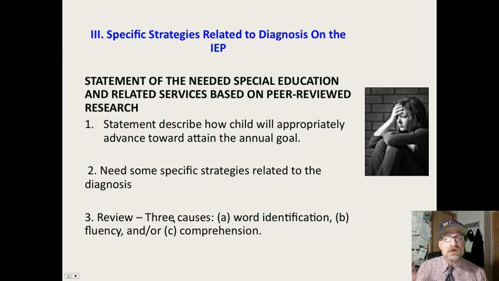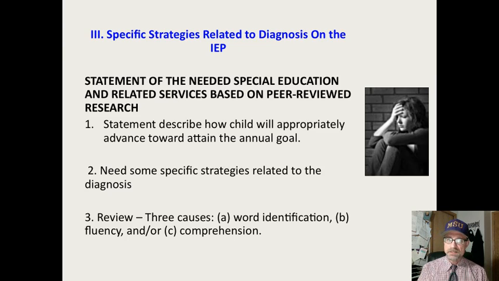Now remember, not all reading disabilities are the same. Depending on the cause, you need different types of instruction. Now on the IEP, it says you need a statement of needed special education and related services based on peer-reviewed research. So you have to have a statement that describes how the child will appropriately advance toward or attain the annual goal. So you need some specific strategies related to the diagnosis. That's why we need to know. Not just they have a problem, they're below average, but we need to know.